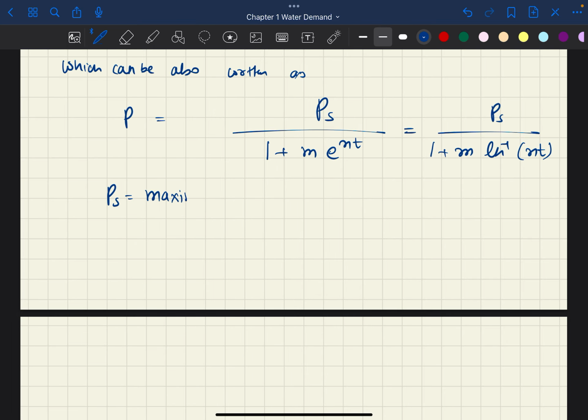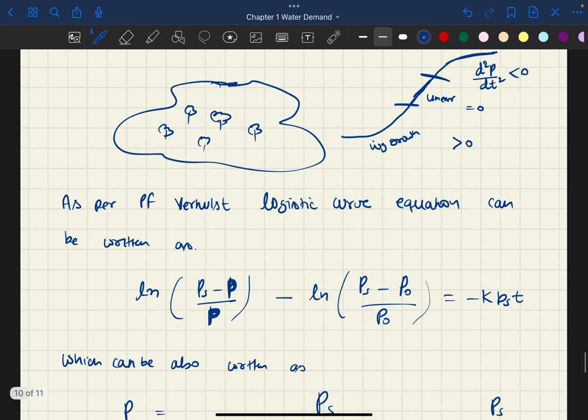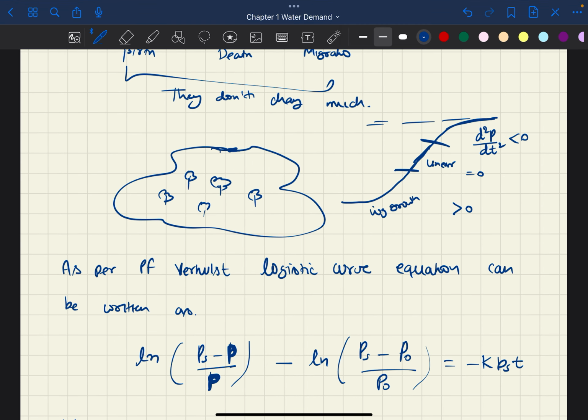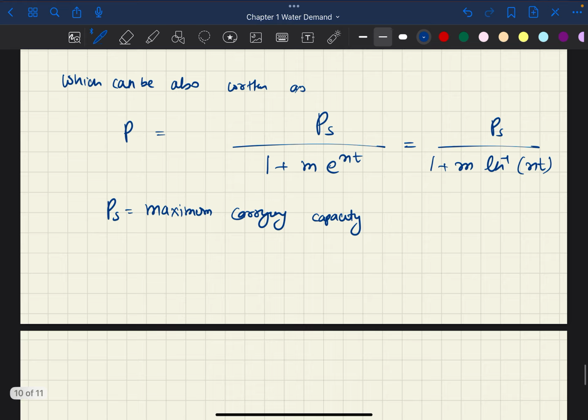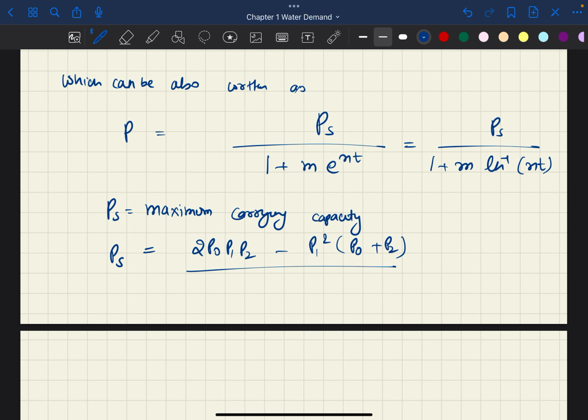maximum carrying capacity. This is Ps. Say this is the growth curve. So this is maximum saturation population, and this is given by a formula. Ps = 2·P0·P1·P2 − P1²(P0 + P2) / (P0·P2 − P1²).